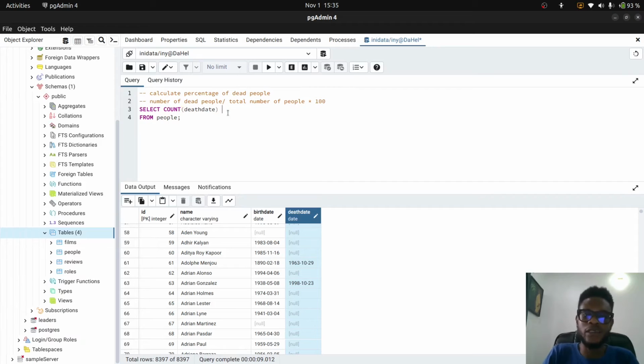Another thing, how do I get the total number of people in the table? This is where you now need to understand the difference between using count asterisk and count with the column name. Because to get the total number of people in this data set, I can use count asterisk. So after doing this, I need to multiply by 100 to get the percentage. So let's see what this is going to give us.